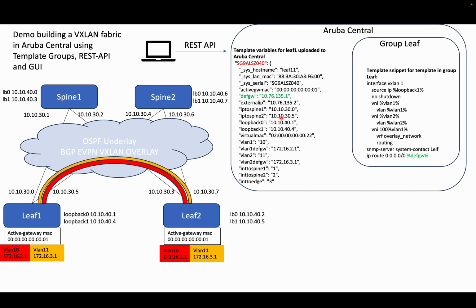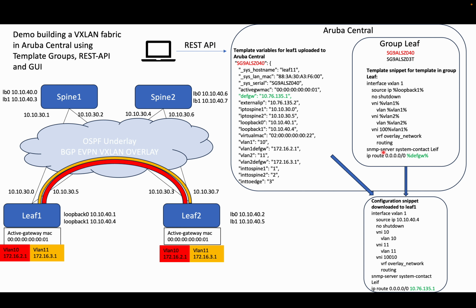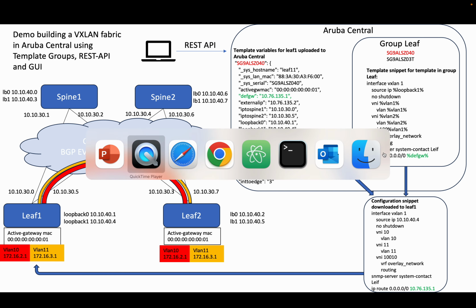And once you put the switches in a specific group, it will look for the switch-specific variables in the switch variable file and populate the template with those values. It will create a configuration, and this configuration is pushed to the switches. So let's take a look at it.